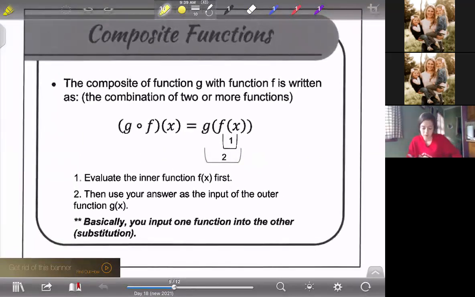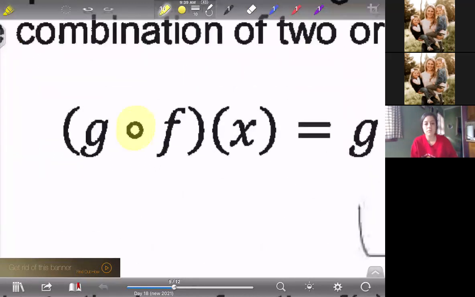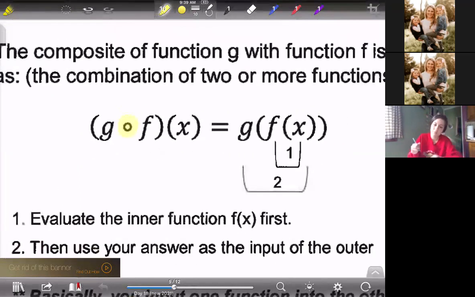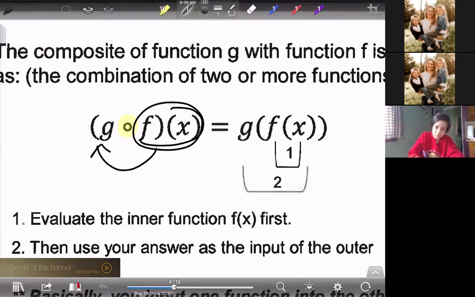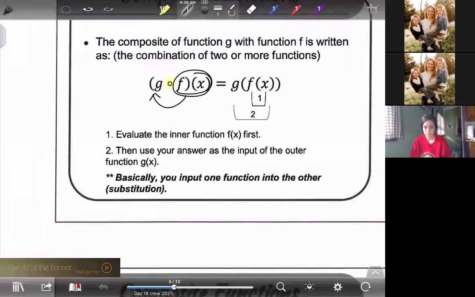Running along the same type of processes, we're going to look at composite functions. Notice the symbol here has changed. This is not a multiplication symbol. This is a composition. That's really just a fancy word for substitution. We're going to take one entire function and plug it into another function. Whatever function's closer to the x is the one that gets plugged into the other one. Sounds really confusing, but really we're just inputting one function into the other using substitution.